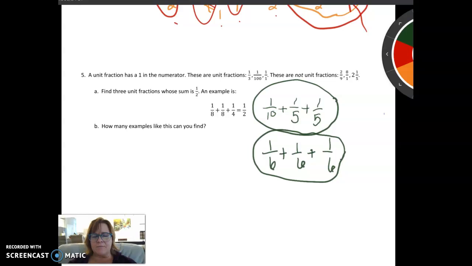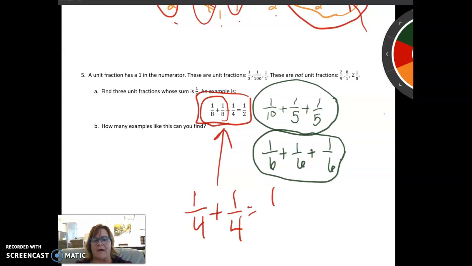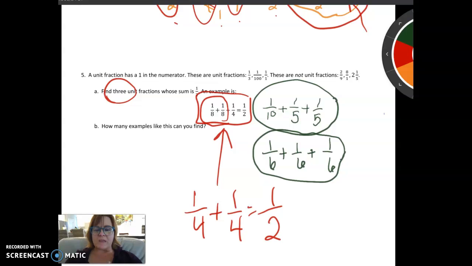All right, number 5. This was definitely a challenging problem. I hope you had a little bit of fun with it. Remember that unit fractions have a 1 in the numerator, and so what we had to do in this problem is find 3 unit fractions that we could add together to sum up to a half. So in this example, we have 1/8 plus 1/8 plus 1/4, and that equals a half. We know that because 1/8 plus 1/8 is equal to 1/4, and 1/4 plus 1/4 is a half. So I'm going to try to think of other fraction combinations. We want to be able to use 3 unit fractions to be able to come up with a half.